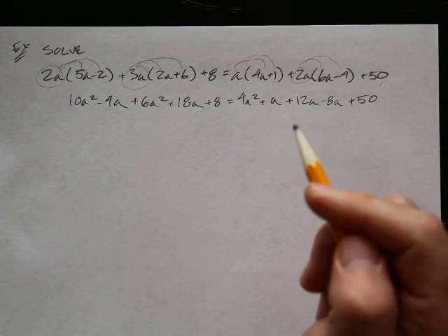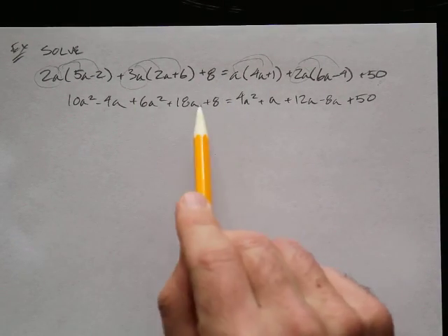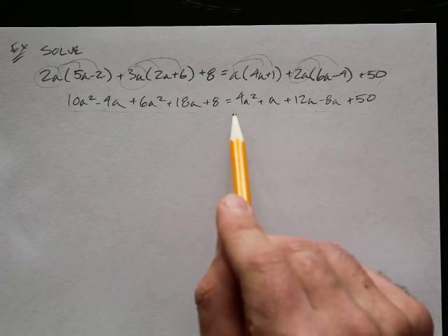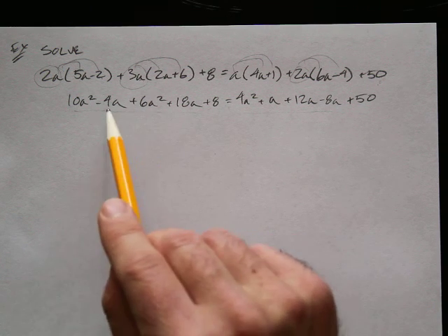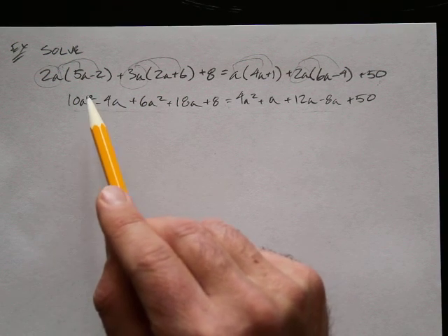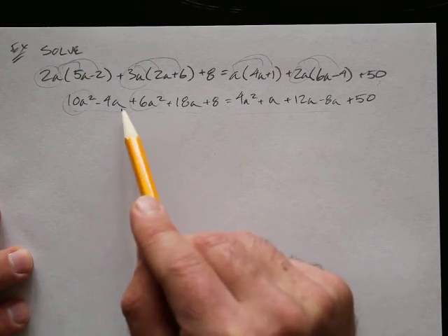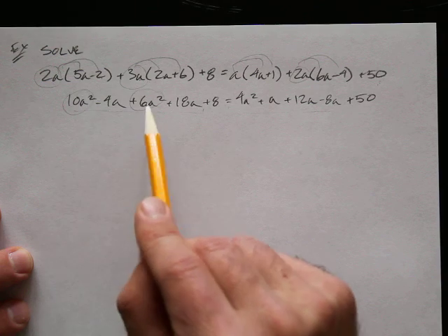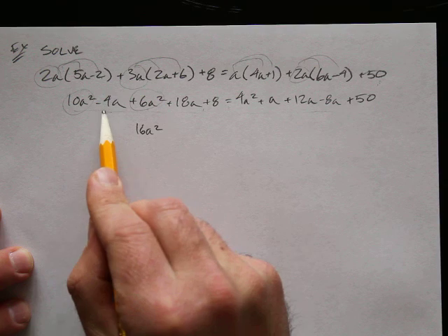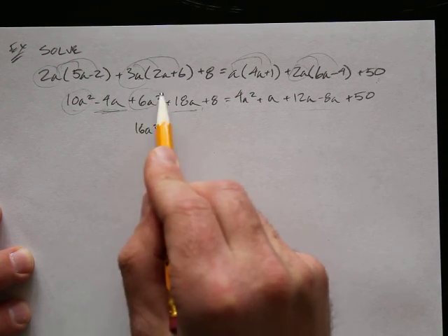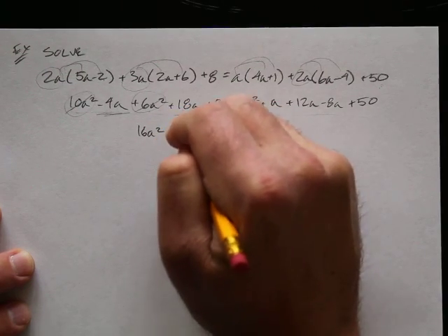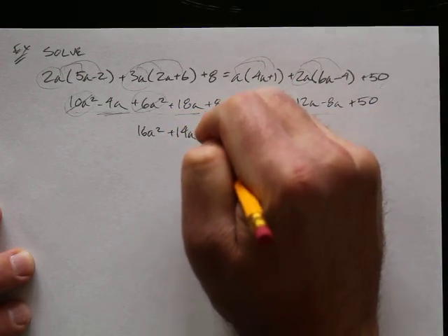Now I'm going to look for some common terms, and I'm going to kind of do this side by itself, and then this side by itself, and then I'll subtract and add across the equal sign. But for now, I'm just going to do the like terms that are on each side. So I've got a 10a squared and a 6a squared and no other a squareds. So 10 plus 6 is 16a squared. I've got a negative 4a and a positive 18a, and so that'll give me a positive 14a. Plus 8. Don't forget that plus 8.